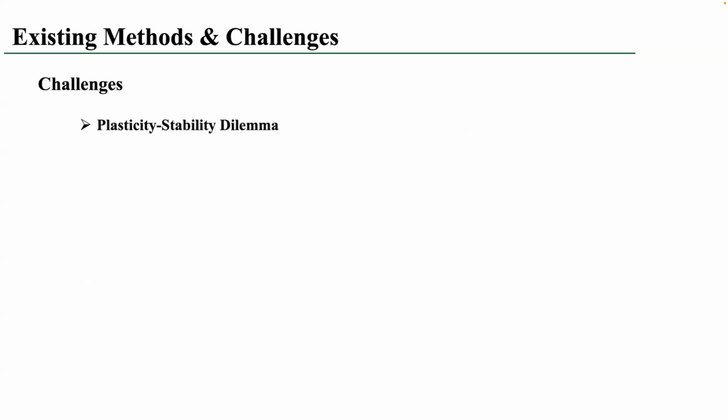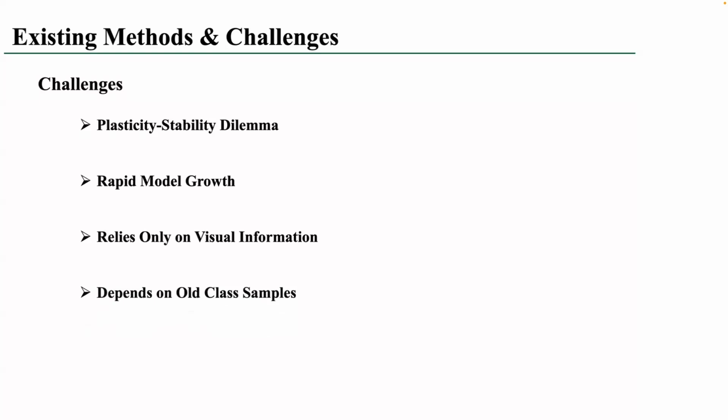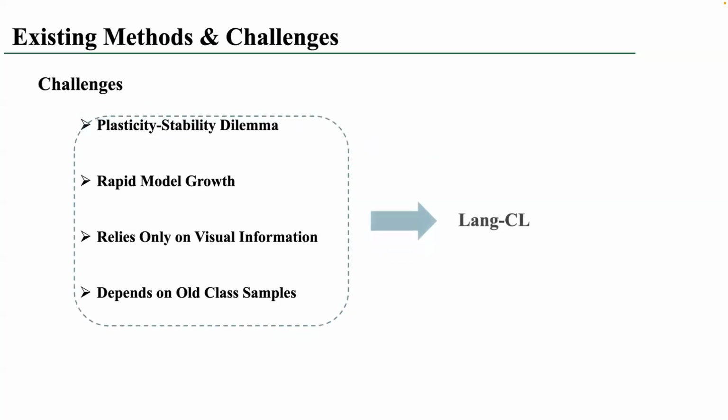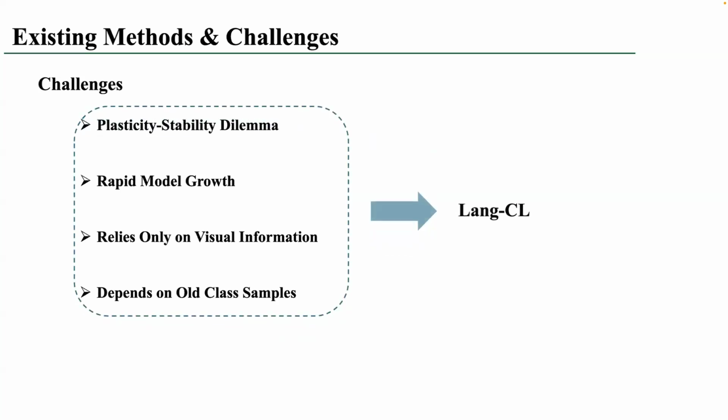However, these methods suffer from major issues such as the stability-plasticity dilemma, repeated model growth, reliance only on vision information, and dependence on old class samples. So, to address these issues, we proposed ACL to solve the first two challenges. Then we proposed LangCL to overcome all four challenges.